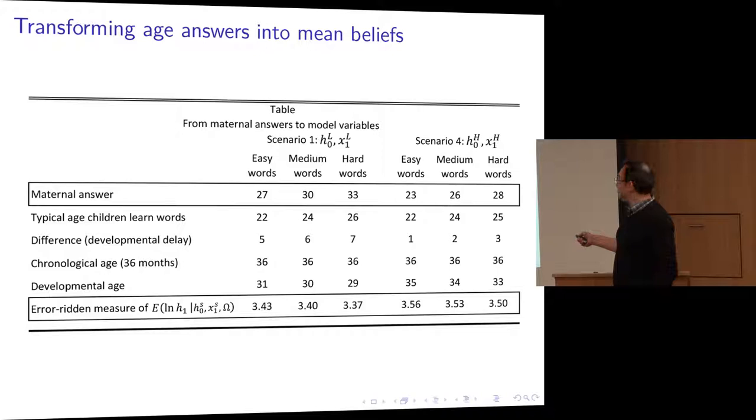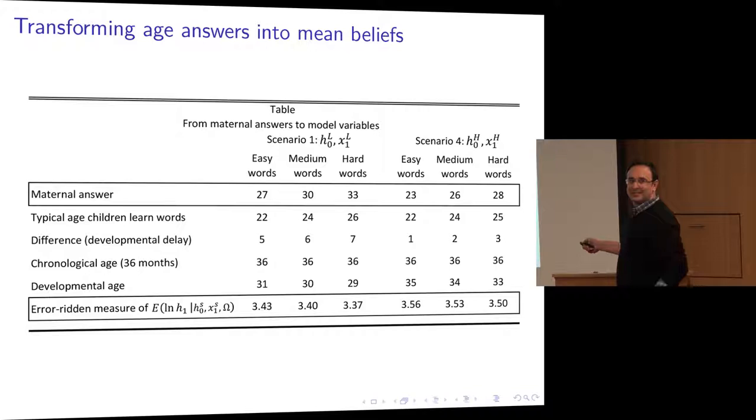For the medium words, I think it's going to be a little bit more difficult, so it's going to take them a little bit longer. But if it's the higher scenario, it's going to be faster than here. And the hard words are going to be older than this. But if it's the high scenario, it should be way lower than this. So this is the typical answer that they give.